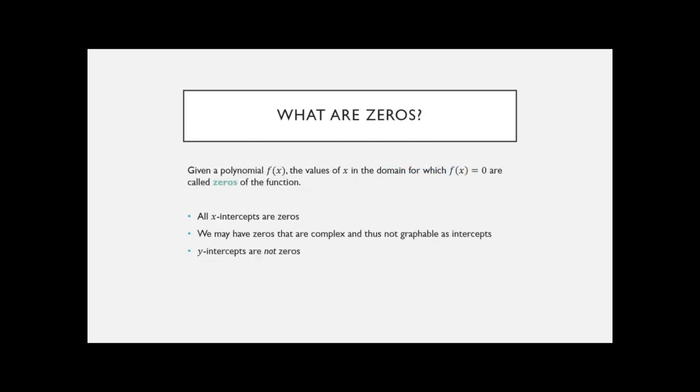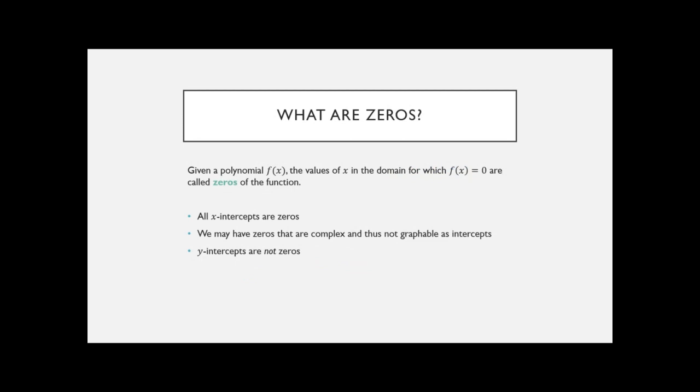So what we do with polynomials is find zeros. You're going to be asked quite a bit to find the zeros of a polynomial, and those are where your y value is equal to 0. So you set your function equal to 0 and you're solving for x. So basically, any x-intercept is considered a zero.